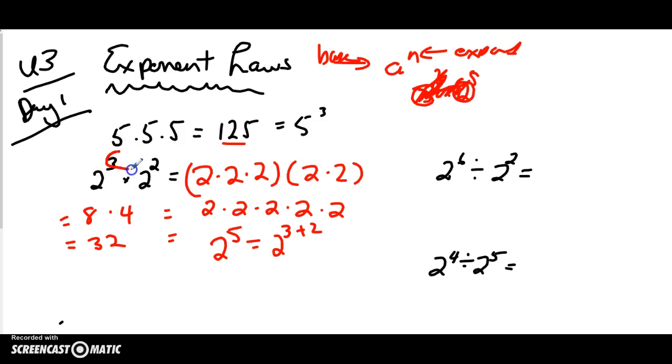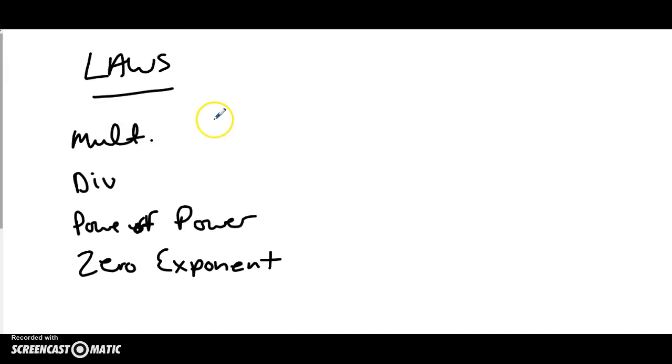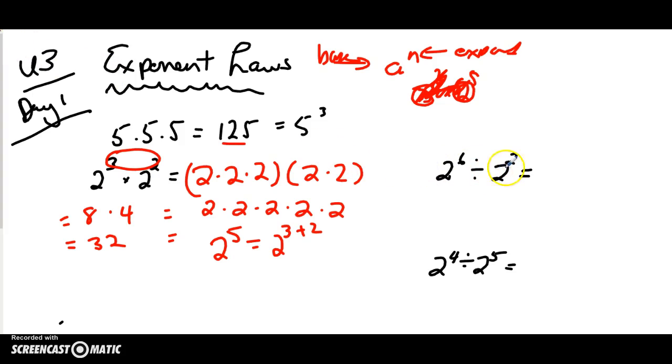So the first exponent law is multiplication. When you have a base, so if you have something like x to the m times x to the n, the resultant is x to the m plus n. So when you multiply, you add the powers. So multiplying goes with adding. What does dividing go with? You can probably guess.